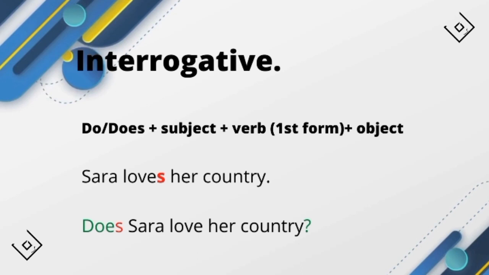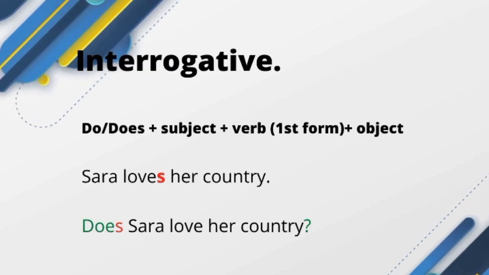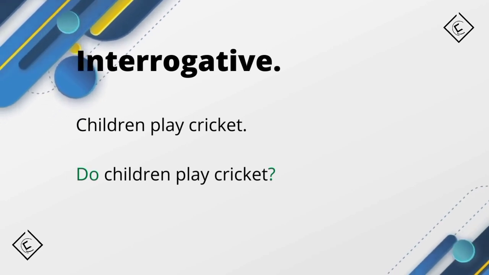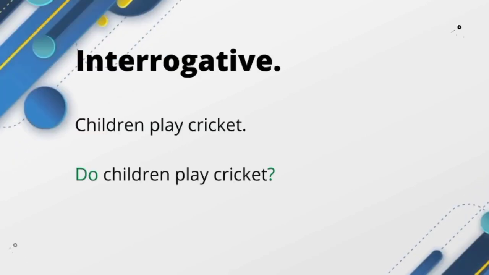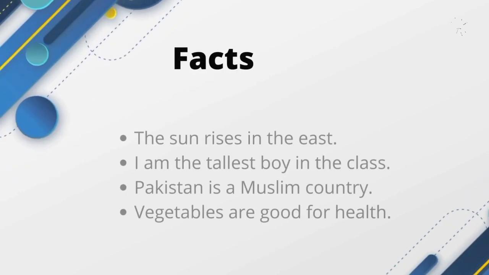Now how to form interrogatives. Same, we use do and does, but this time in the beginning of the sentence. Let's see some of the examples. Sarah loves her country. Does Sarah love her country? Children play cricket. Do children play cricket? The children is plural, so we did not use does with them. And then put a question mark in the end.